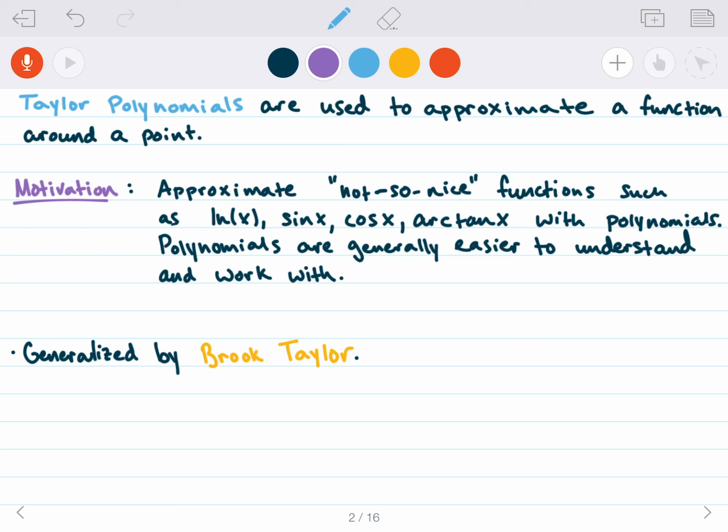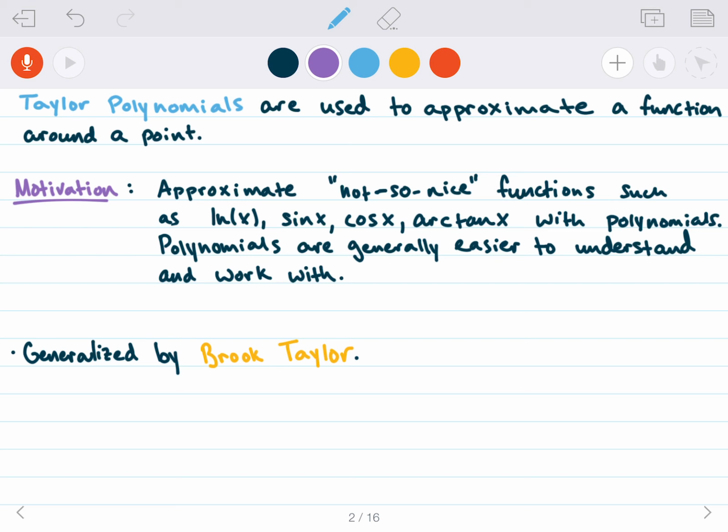Well, as we've seen before, some functions are easier to work with than others, especially with respect to taking derivatives, integrating, and those functions that are easy to work with are polynomials, right? Much easier than functions such as natural log of x, sine of x, cosine of x, tan inverse of x. So it's just a way of working with easier functions. So that's kind of the motivation behind this.